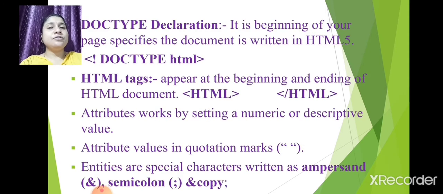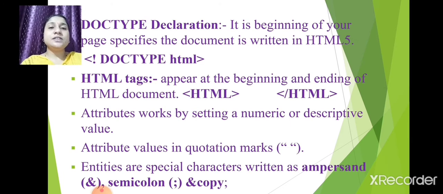So all of you know how to write HTML documents, where it will be written, it will be written in a Notepad. For that doc type is given. Doc type is a declaration, it is the beginning of your page, which specifies the document is written in HTML. First we write in the beginning the doc type HTML. Doc type is nothing but our document type, it tells us the document type we are writing is HTML. Then we use the HTML tag that appears at the beginning and the ending of the HTML document. Opening HTML tag and closing HTML tag, that is a container tag.